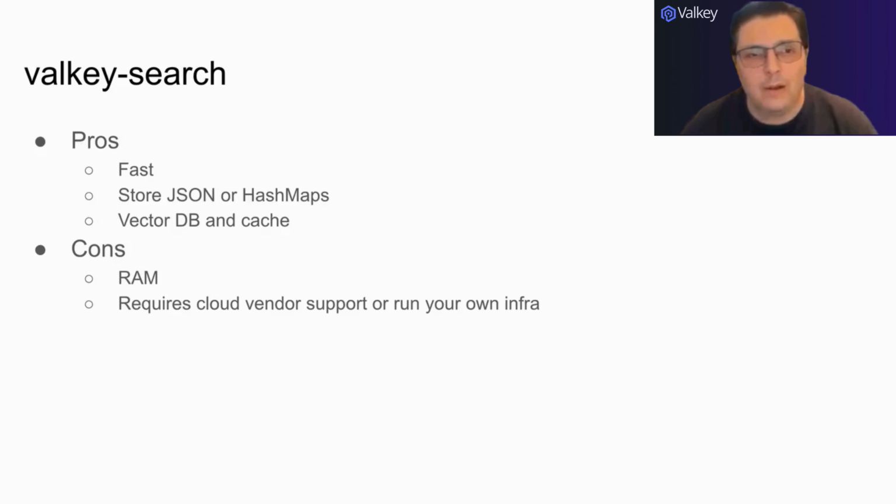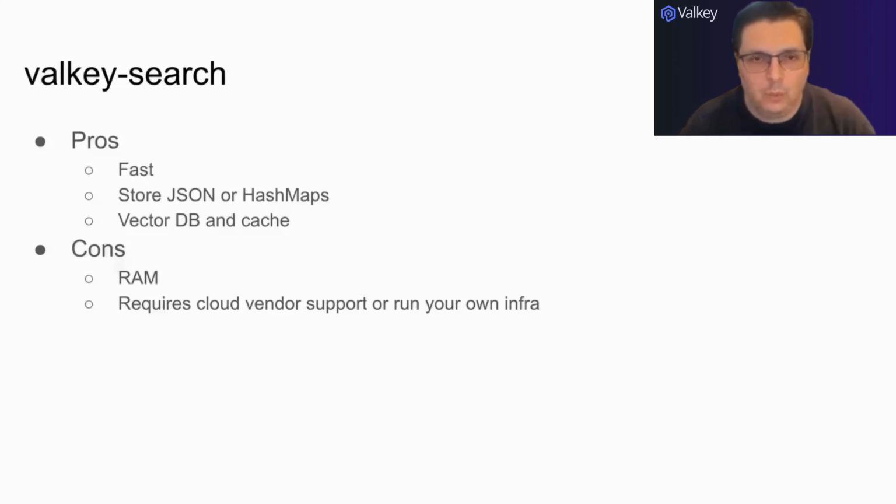So it allows you to turn valkey into a vector database, take data that's stored in valkey in either JSON or hash maps, and create indexes on top of it, and then run vector similarity searches. And use valkey as a cache. So it's a dual purpose technology.